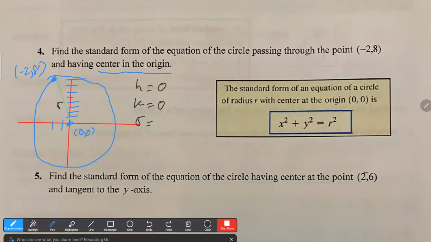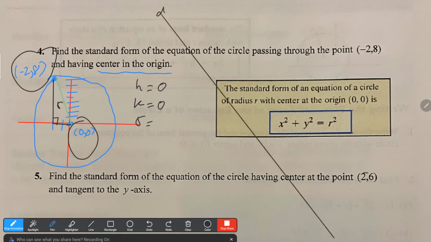So to find our radius, guess what? We can use the Pythagorean theorem, or we can use the distance formula like we learned before, right? The radius is literally just the distance between our center and the point on the circle. So we can use the distance formula.